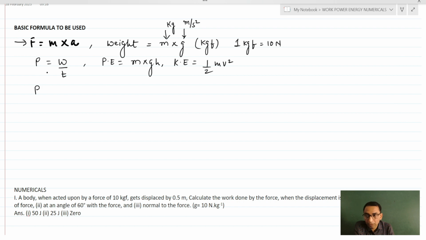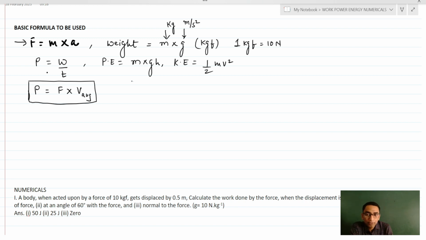Then another formula for power, that is force into V average. Please understand this. This is not force into any kind of velocity. This is average velocity, and I am going to lay much more emphasis on these problems. Also, there is a link given in the description on how this formula can be derived. So I suggest you also watch that video for a better understanding of the topic.